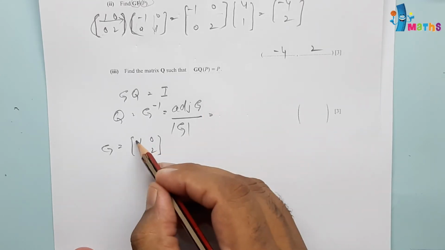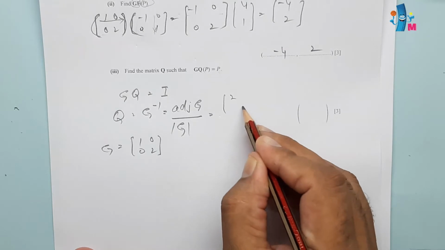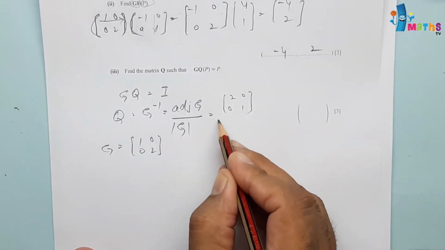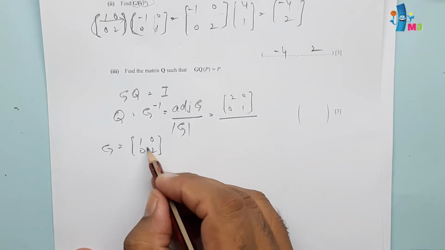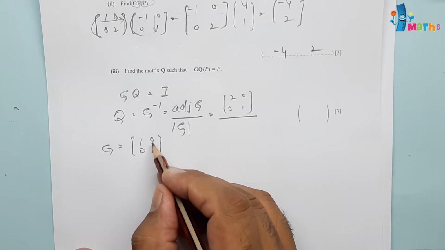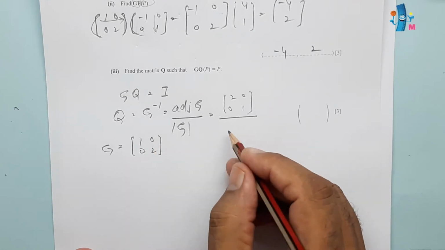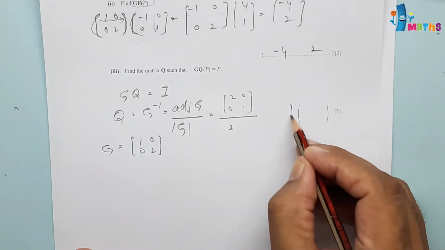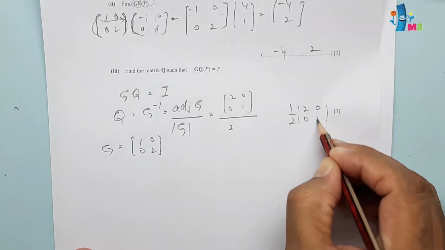Adjoint of G will be changing the position of these two. So 2 will be here, 1 will be here, and changing the sign of these. So 0 0, there will be no effect of change of sign, and divided by mod of G, which will be this multiplied by this, which is 2, plus this multiplied by this, so it will be 2. So the final answer we can write is 1 by 2 times 2 0 0 1.